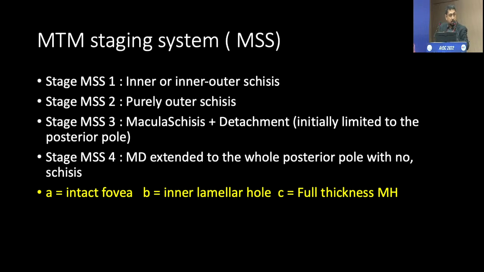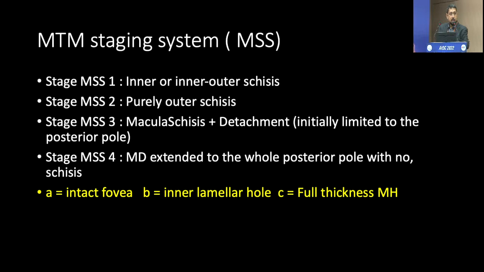So the MSS1 is stage 1, in which you have an inner or outer schisis, which is localized. Then, as you can imagine, the schisis increases, and it goes to just the outer retinal schisis. Then it goes to a macular detachment, and then after some time the schisis goes away and it's just a detachment. It's a progression. And to this you add 1A, 1B, 1C. A is an intact fovea, a normal looking fovea. B is when there's a lamellar hole, and C is when there's a full thickness hole.